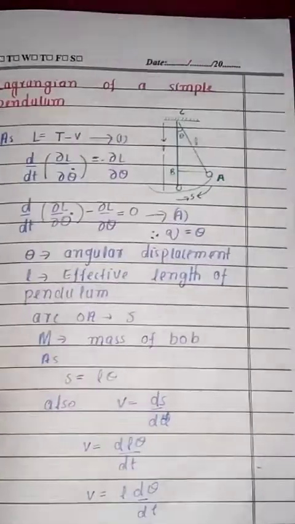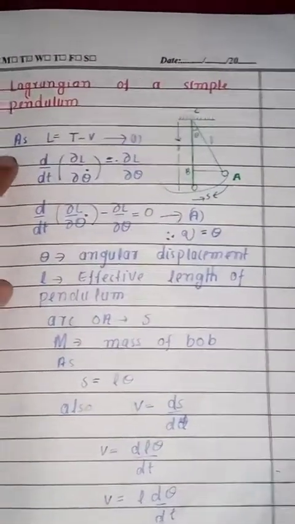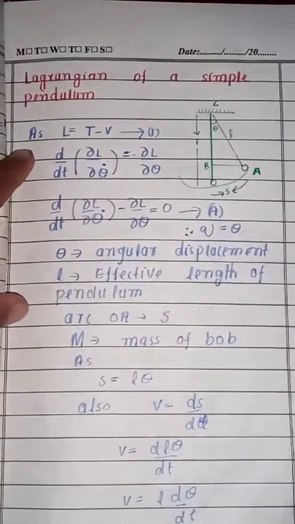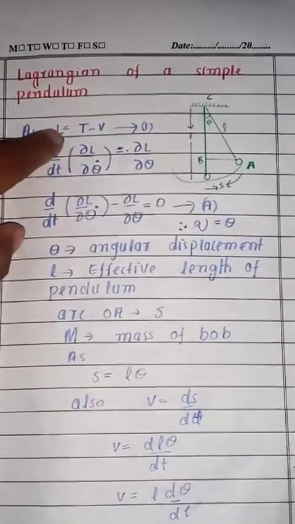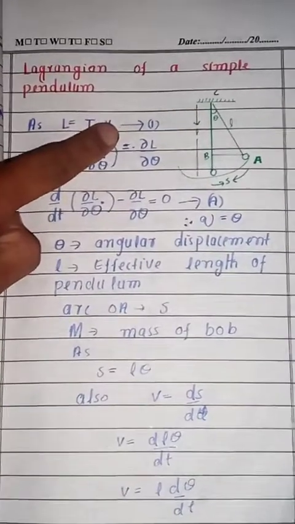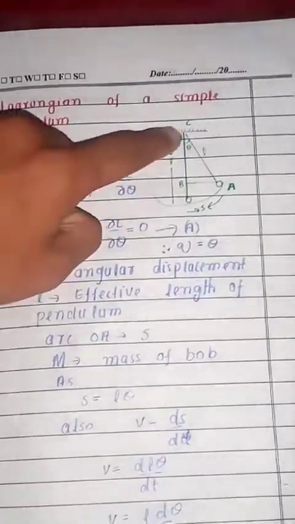Bismillahirrahmanirrahim. Lagrangian of a simple pendulum. The Lagrangian function, as we know, is L equals T minus V, which is equation number 1. And look at the diagram.